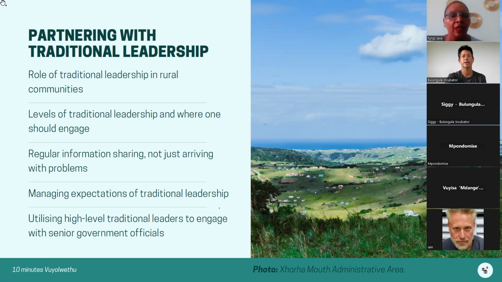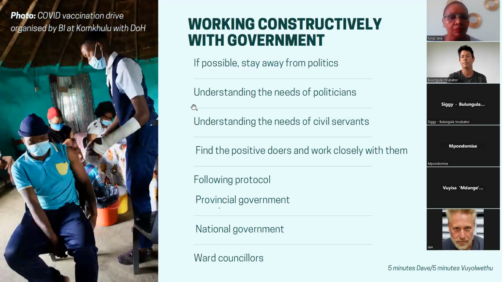We're going to jump across now to the next item where we'll both be talking. So this is working effectively with government. I'll do the first 5 minutes, and then Nosinto will do the second. And we're just going to jump around here.